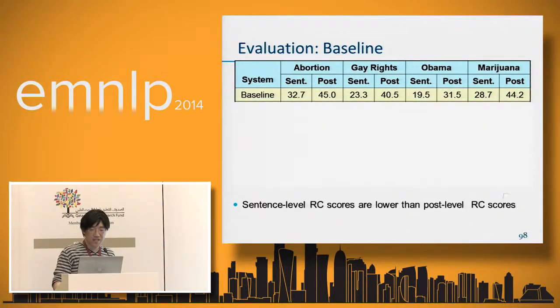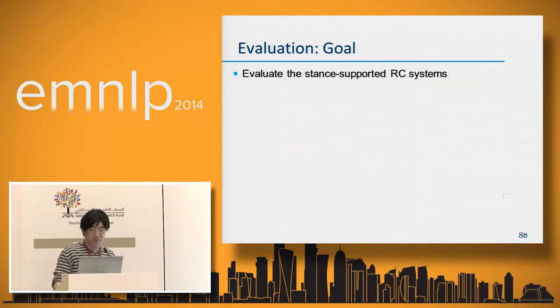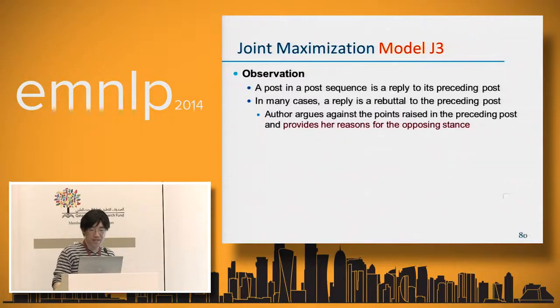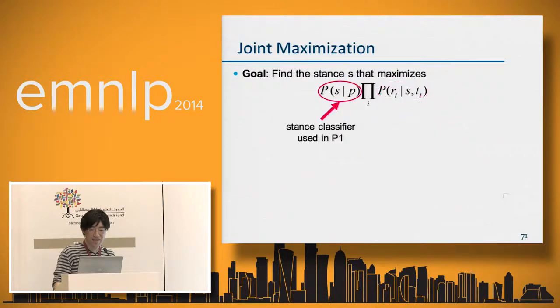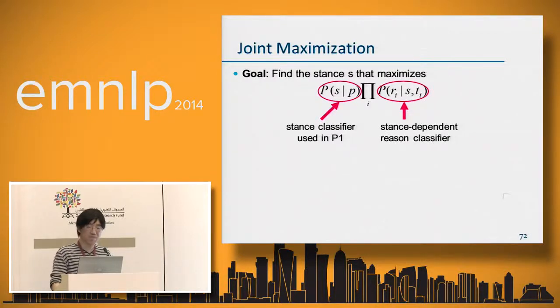it tries to maximize this particular probability. Okay, so this is the probability that it tries to maximize. It tries to find the stance that maximizes this probability. So again, there's one portion of this probability that came from the stance classifier. Another portion came from the reason classifier. And so you want to choose the stance that makes this entire thing happy.